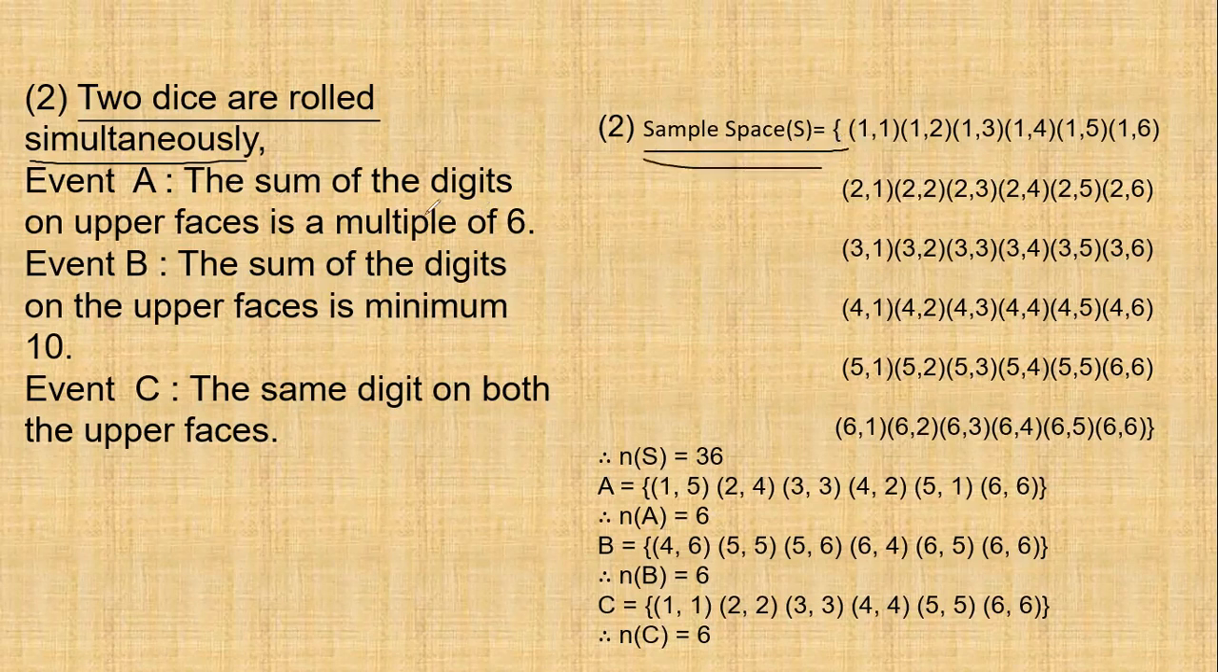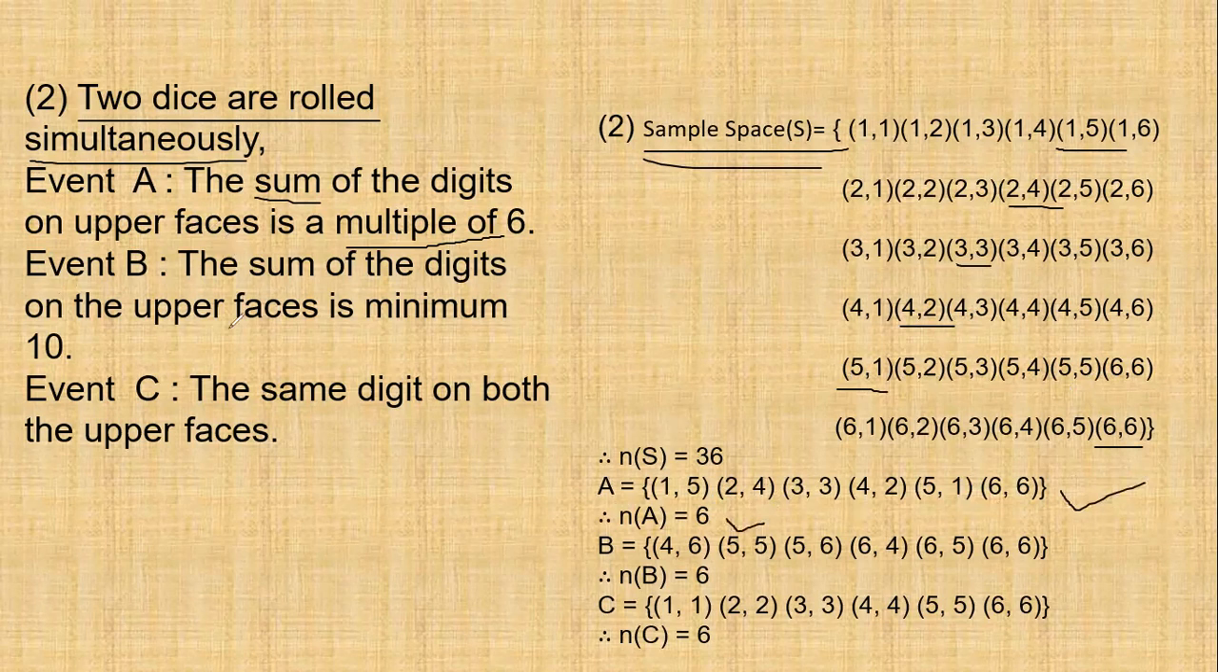Now the sum of the digits on the upper face is a multiple of 6. Sum means plus. As you add them, you have to get a multiple of 6, that is, a number in the table of 6. Like 1 and 5, that is 6. 2 and 4, 6. 3 and 3, 6. 4 and 2 is 6. 5, 1, 6. And 6 and 6, 12. Like that you can write down. So these are all multiples of 6. So total number of A is 6.